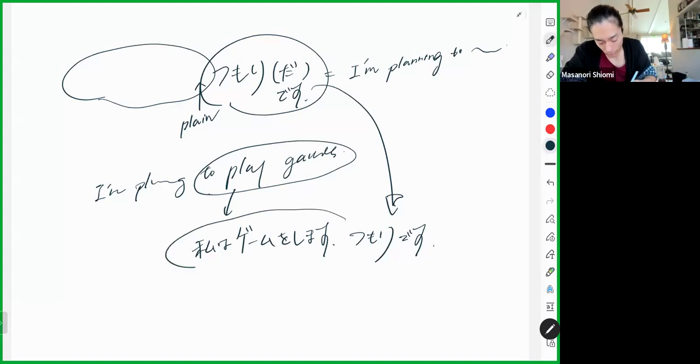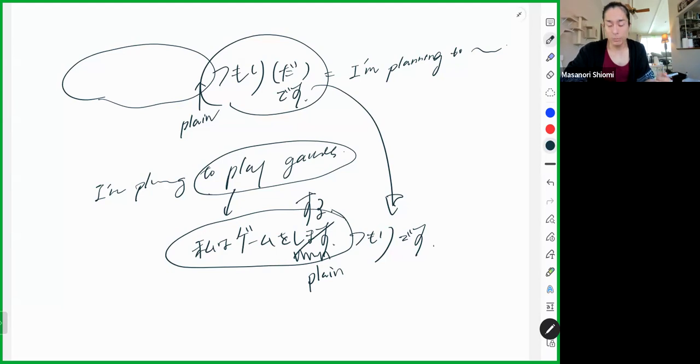But then remember, what do we do to connect? The ending has to be plain. So what's the plain version of します? する。私はゲームをするつもりです。I'm planning to play a game.